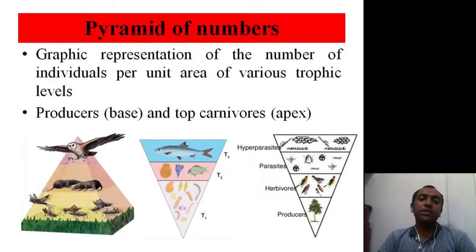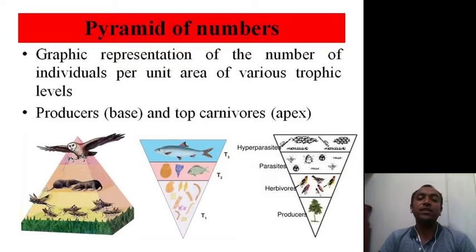Now, when we talk about pyramids of numbers, basically we are focusing on the number of individuals present at various trophic levels. So it's basically the graphical representation of the number of individuals per unit area of various trophic levels. Now, if you see the picture towards your left, the producers are forming the base and their numbers are quite high compared to the grasshopper, which is occupying the next trophic level. Then you have another trophic level, and at the top is the owl, which is occupying the top portion of the ecological pyramid. So in this case, the ecological pyramid is upright in nature.